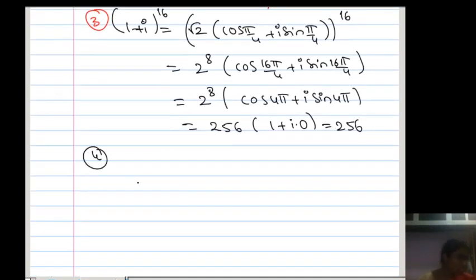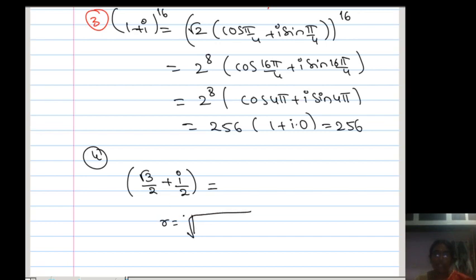Okay, next, the last problem in this session. The fourth one: root 3 by 2 plus i by 2, whole power 5. First I can write this into polar form. How to write it? Let us see. First, writing the polar form. What is r here? Tell me, what is r? r is the mod of this.